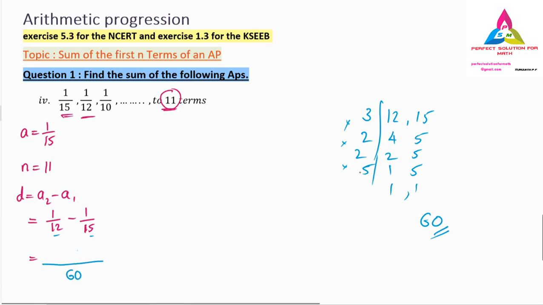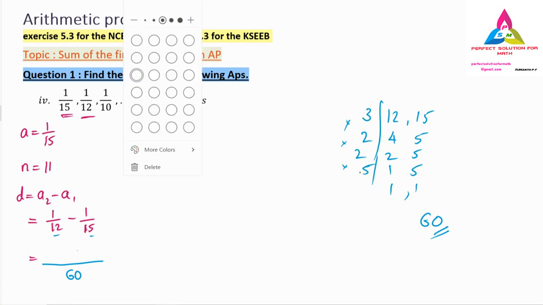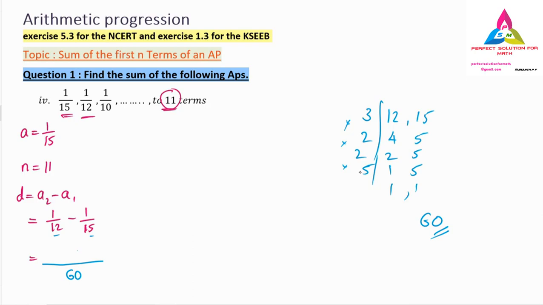Now importantly, what is the next step? Here you have to multiply by that LCM, which is 60. 12 ones are 12, 12 fives are 60. So 5 ones are 5. Here you have to write 5. Minus, here also you have to multiply by the LCM, 60. 15 ones are 15, 15 fours are 60. So 4 ones are 4. The last calculation is the d value. The d value is 5 minus 4, that is 1, divided by 60. So the d value over here is 1 by 60.